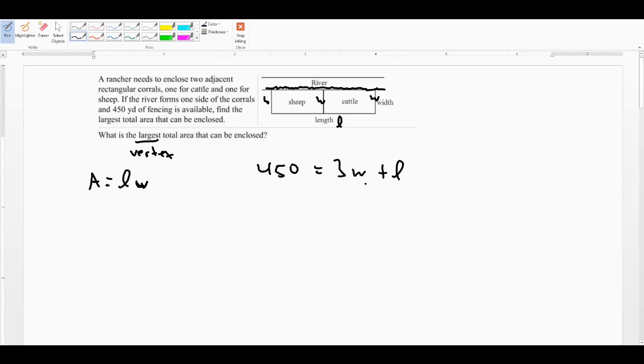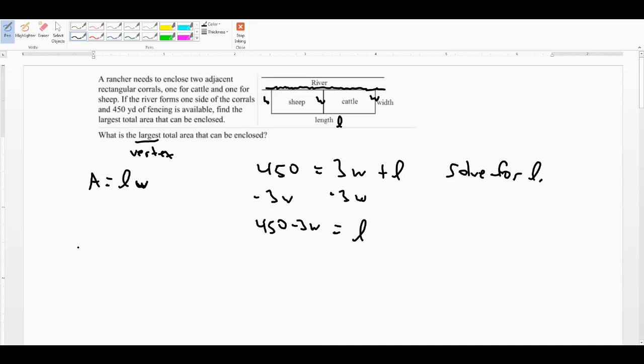So what I need to do now is solve this equation for one of the variables, so I can substitute it into there, so I can find the vertex of this area equation. Now I could solve for W, but that 3 means I'm going to have a fraction at the end, and I don't want to deal with a fraction. So since L is all by itself, I'm going to solve for L, because it's easier, by subtracting 3W. And what results is I get L equals 450 minus 3W.